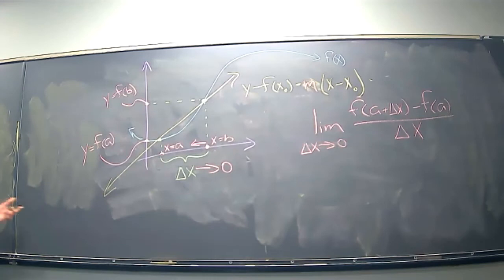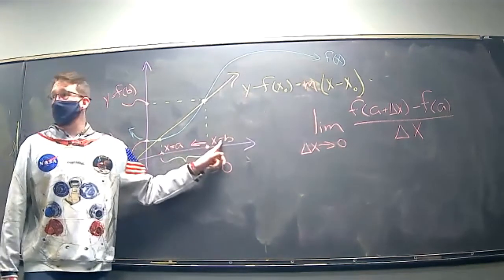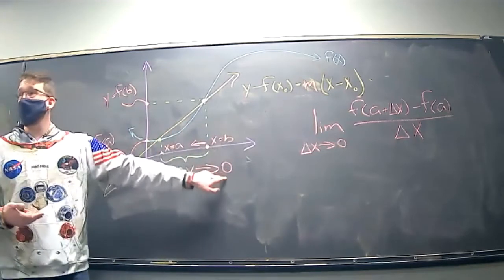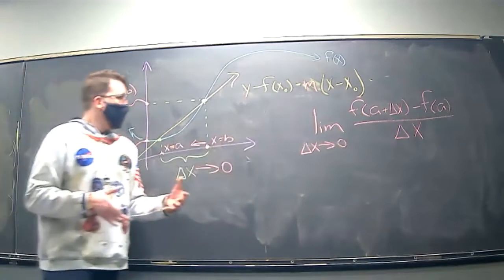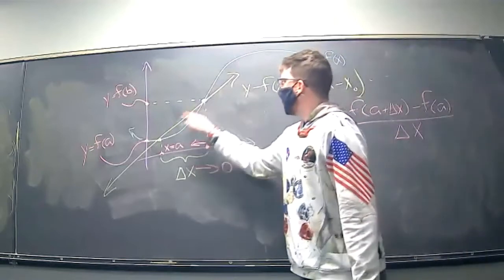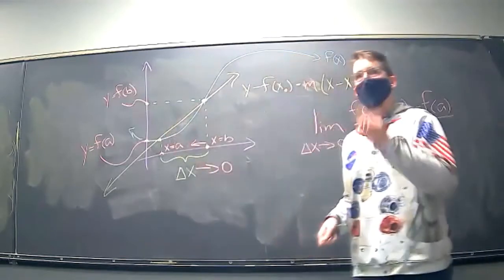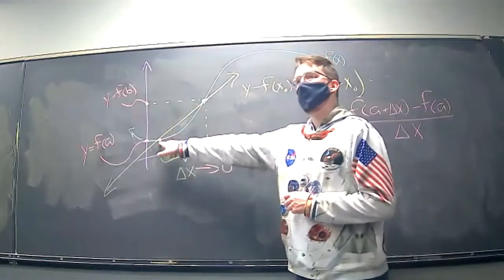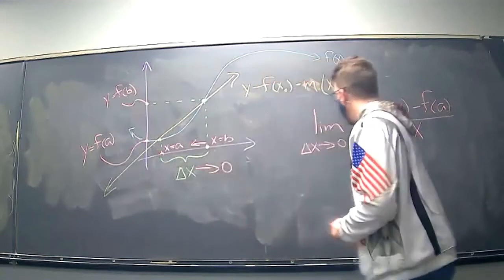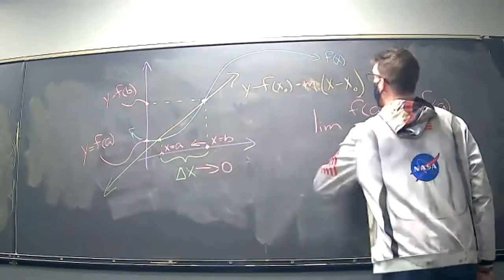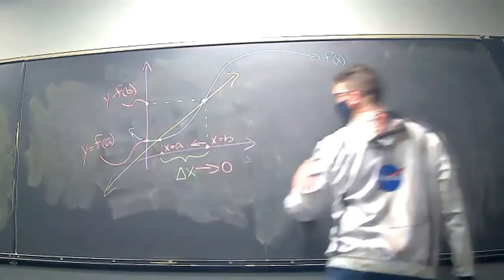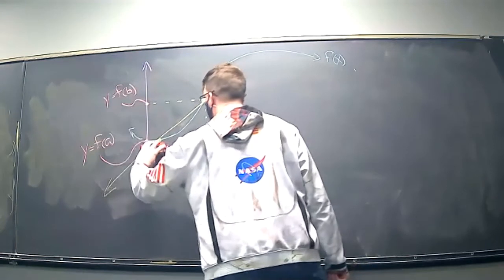Eventually, x equal to a and x equal to b become the same point, right? At delta x equal to 0, they are the same point. So our secant line doesn't go through 2 points of our graph anymore. It doesn't go through these 2 distinct points. It only touches 1 point right there. And in that way, it turns into what's called a tangent line.